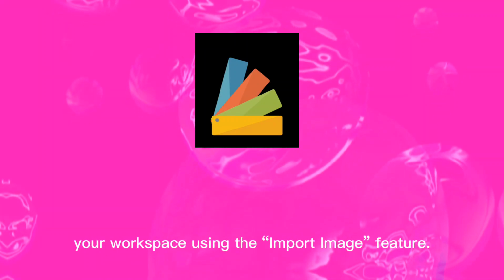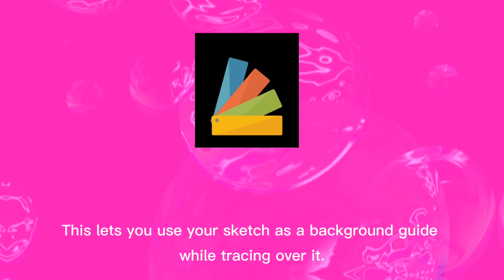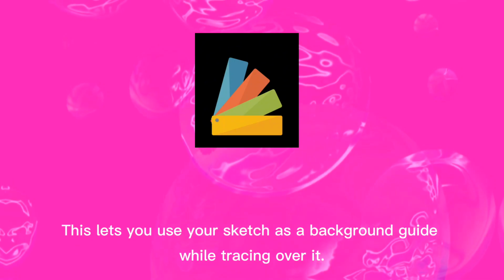First, take a clear photo or scan of your sketch. Then, open Homestyler and upload that image into your workspace using the Import Image feature. This lets you use your sketch as a background guide while tracing over it.